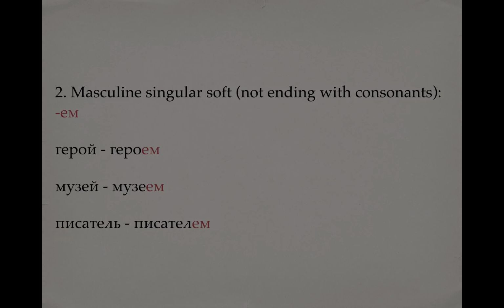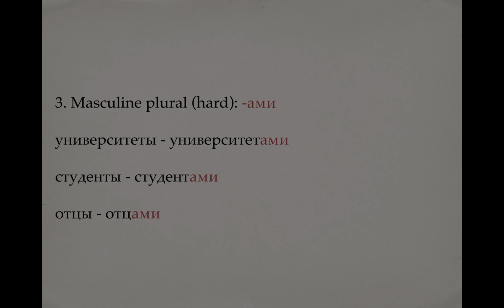Okay, now let's move on to the third one, masculine plural hard words. And you already know what hard words means, yeah? Universitet is a masculine hard word, and its plural form is universitety. For these words, we remove the last letter of the word and add -ami. For example, universitety, we remove the ending and add -ami to the end of it. So we got universitetami.